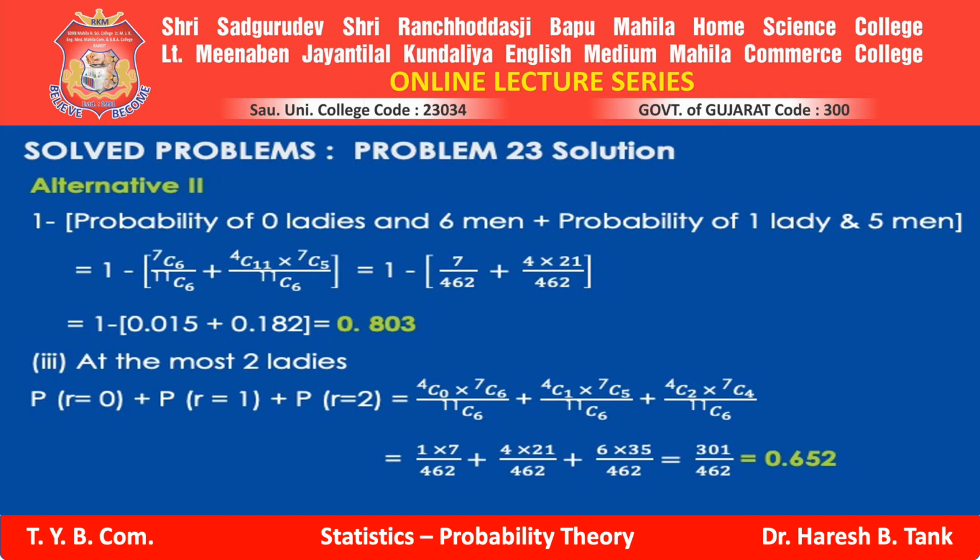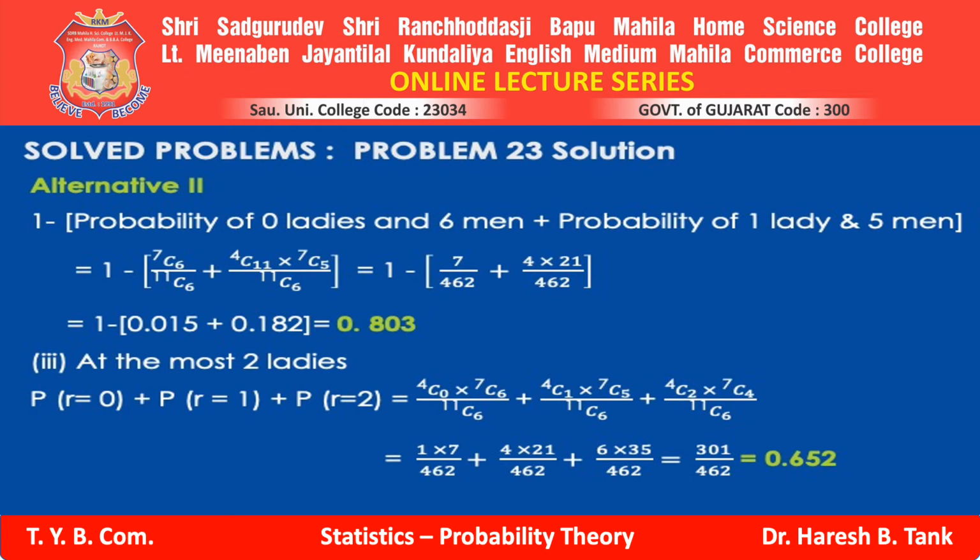Simplifying it, it comes to 1 minus 0.015 plus 0.182. Deducting it, it comes to 0.803, which is the same as the last sum. So one can approach this example with any one of these two different ways. I have discussed both the options, but you have to opt for any one of these two alternates, right?